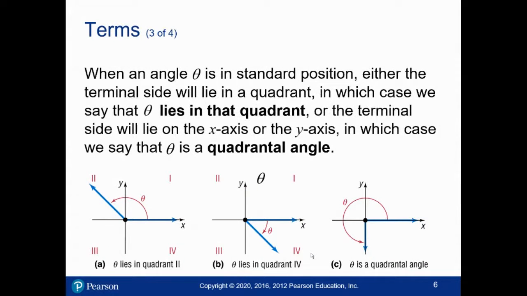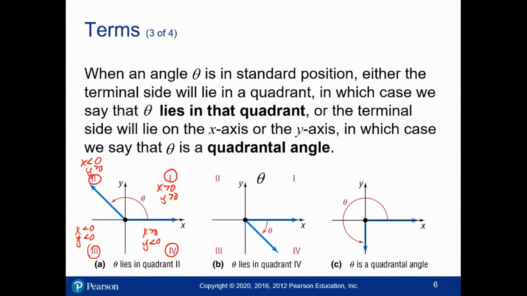Okay, so a couple of further terms. We have these quadrants. In the xy axis, if x is positive and y is positive, that's quadrant 1. If x is negative and y is positive, that's quadrant 2. If they're both negative, that's quadrant 3. And if x is positive but y is negative, that's quadrant 4.